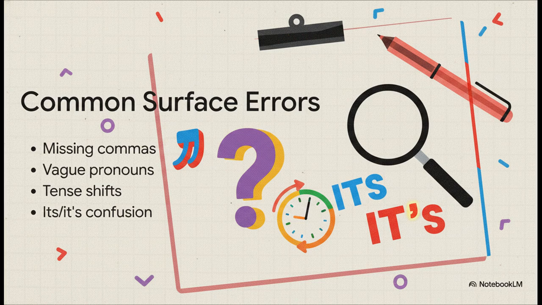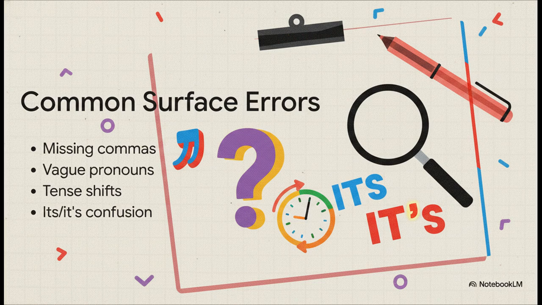Third, comma splices. That's when you slam two complete sentences together using just a comma. Fourth, unnecessary shifts in tense. This happens when you start a paragraph talking in the past tense, and then halfway through a thought, you suddenly jump into the present tense. It's incredibly jarring for the reader. And finally, the classic it's versus its confusion. Just remember, it's with an apostrophe is literally always a contraction for it is or it has. If you can't replace it with it is, drop the apostrophe.